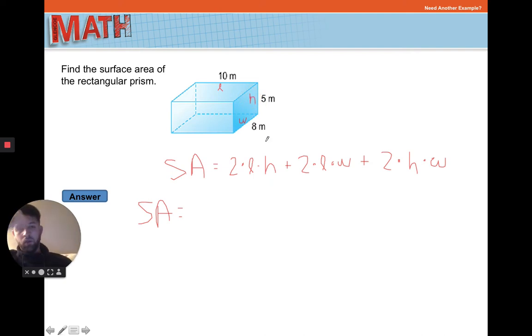All right, let's plug in what we know. For our first part, we're going to go ahead and do 2 times the length. The length is 10, right? And then we multiply this by the height, which is 5.